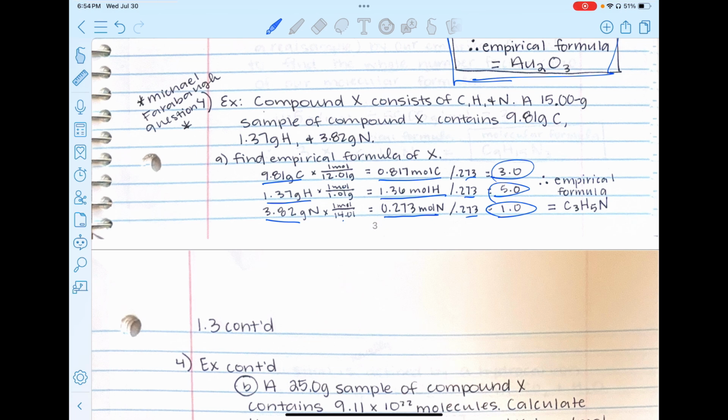What about step 4? Step 4 says multiply by a factor until whole. These are already whole, which means step 4 is unnecessary for this problem. If we had gotten a decimal, if one of these was 2.29 or 3.78, we would absolutely have to use step 4 and continue multiplying by factors till we got whole numbers. Since we have whole numbers, we're done with finding the empirical formula. So we have 3 carbons, 5 hydrogens, and 1 nitrogen, C3H5N. So that is example 4, part A.